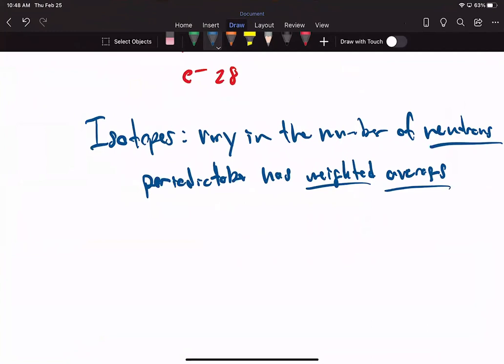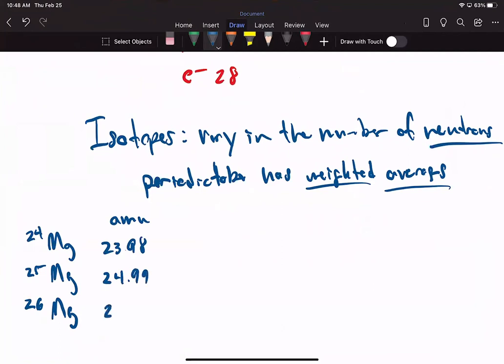So let's do magnesium. We're going to use magnesium 24, magnesium 25, and magnesium 26. The mass of each one of those is 23.98, 24.99, 25.98 AMU. So these are the masses of each one of these, each having a different number of neutrons. And their percent abundance is 78.70%, 10.13%, and 11.17%.